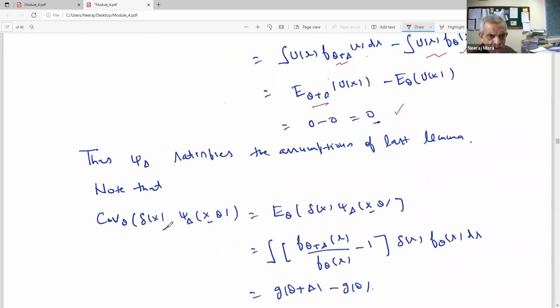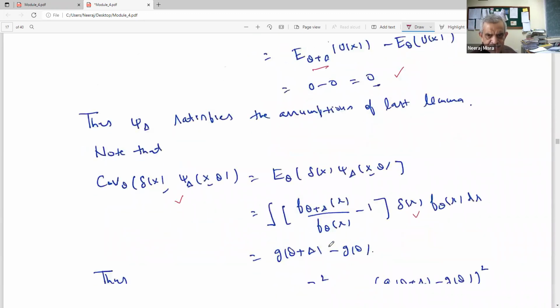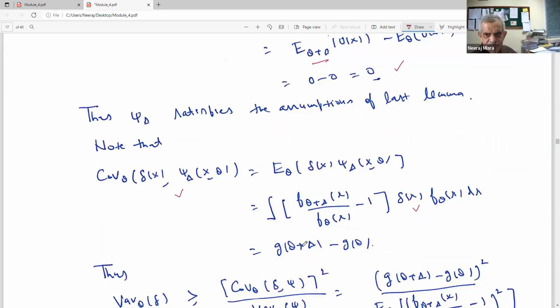So I look at covariance of delta x and psi delta x theta, which is expected value of delta x and psi delta x theta. Psi delta x theta is f theta delta x by f theta x minus 1. This goes over here, f theta gets canceled, so that is integral over delta x, f theta plus delta x, which I'm calling g theta plus delta, minus integral over delta x, f theta x, which I'm calling g theta.